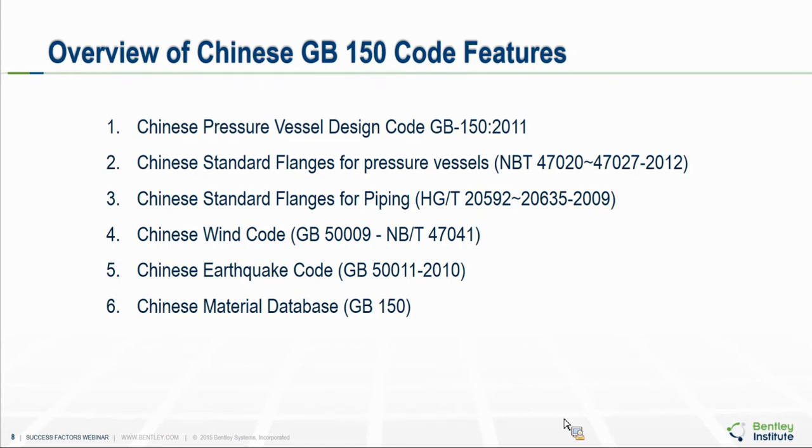And the Chinese material database. AutoPIPE Vessel offers a very detailed, exhaustive, comprehensive material database, which includes ASME, European EN standards, German DIN, GOST, British PD standards, and now it also includes the Chinese material database GB 150, apart from the GB 150 code.